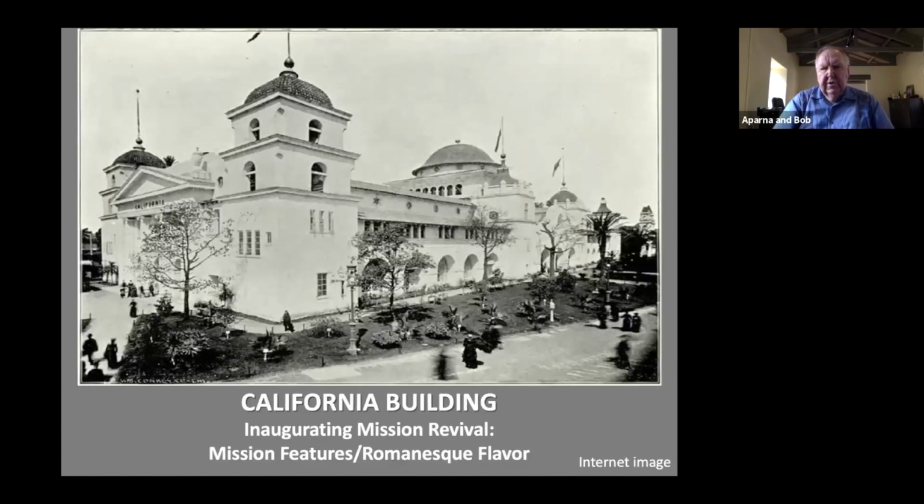As Aparna mentioned, California had a building in that beautiful city, and over some objections, it was designed in what would become called the Mission Revival style, combining mission features with the Romanesque flavor. It was very popular and inaugurated the Mission Revival, giving it some credibility as an architectural style.